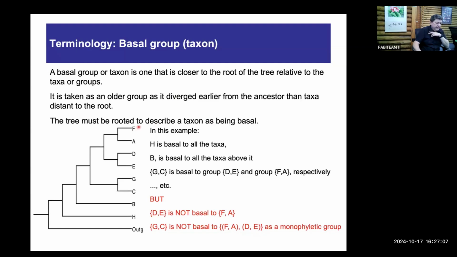So here, the basal group is typically outside of the different groups here. So let me just rephrase this. In this example, we can say that H is basal to F and A, or D and E, or G and C. So it's distantly related, doesn't share a recent ancestor. One cannot say that B is basal to H, because B doesn't share a recent ancestor with H.